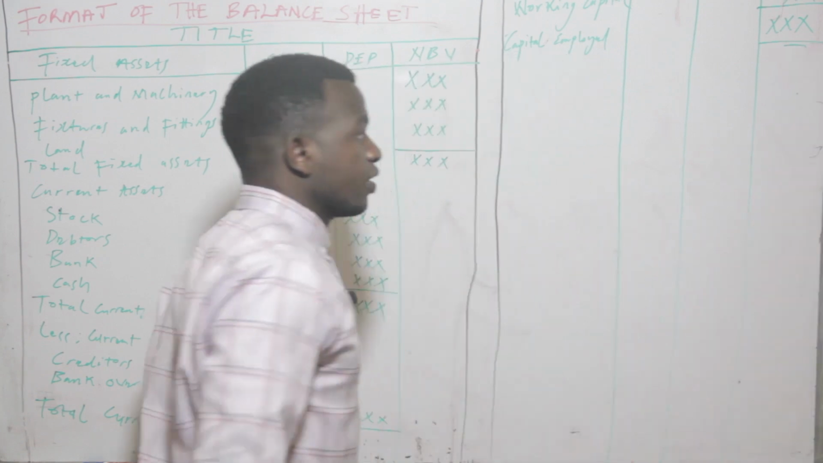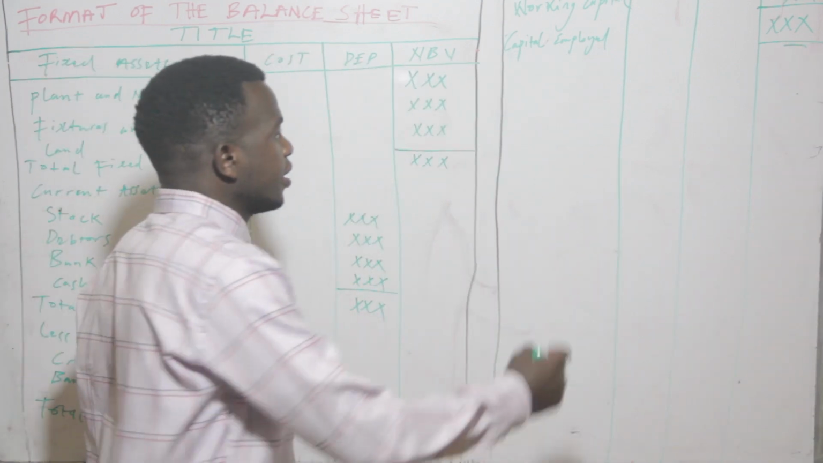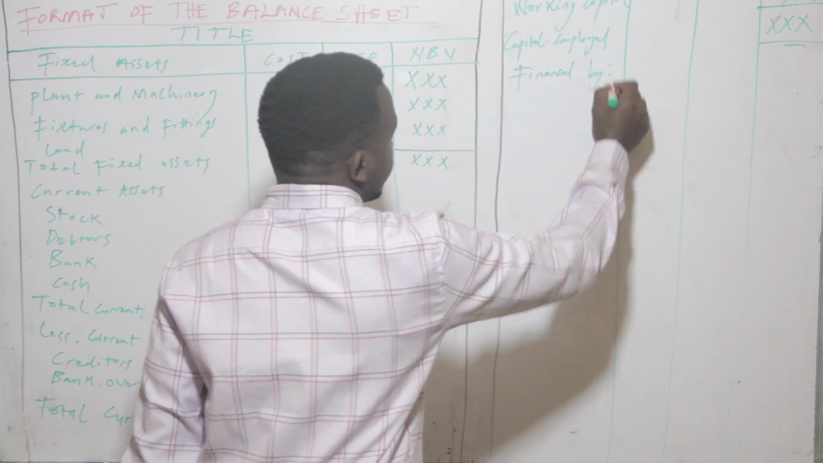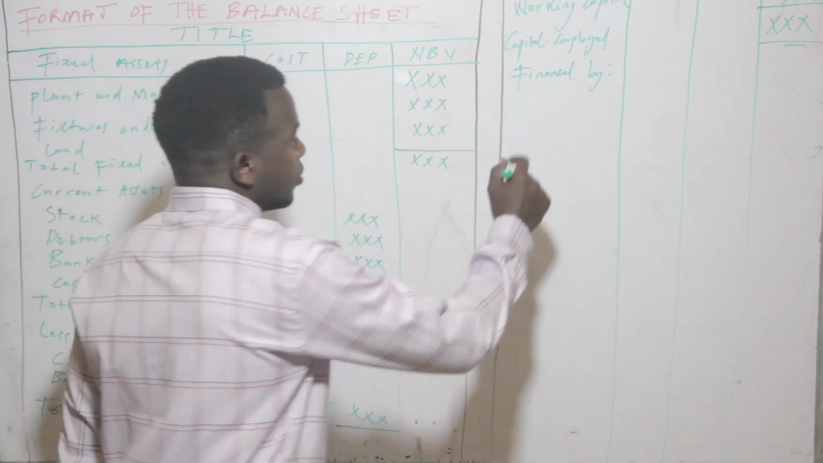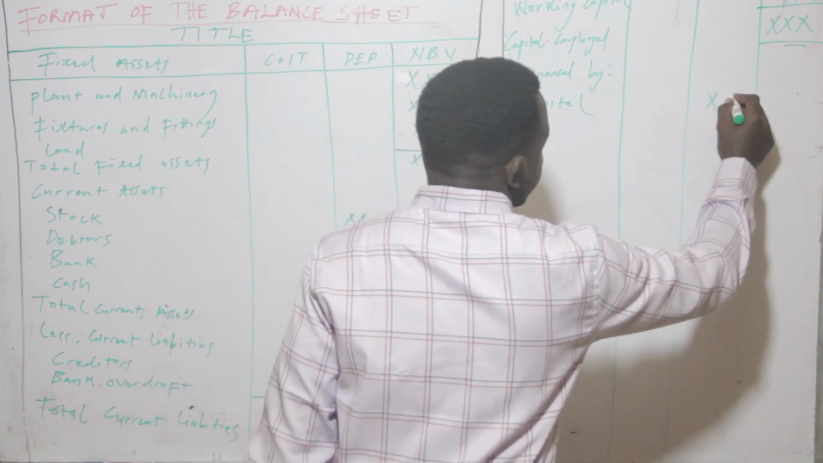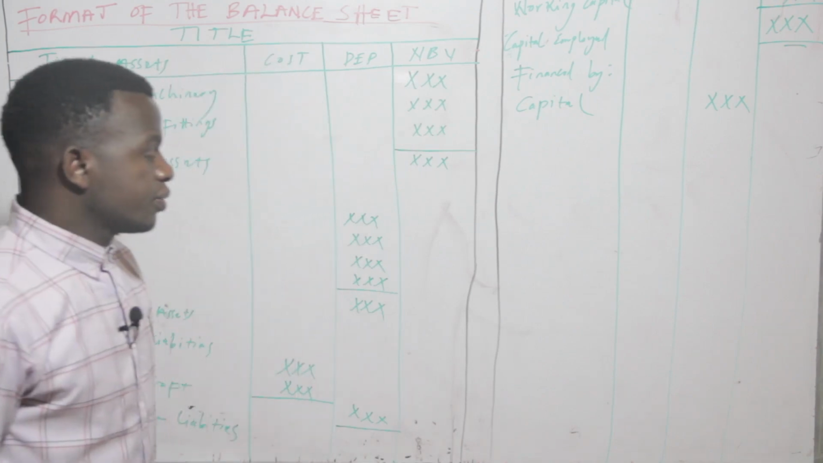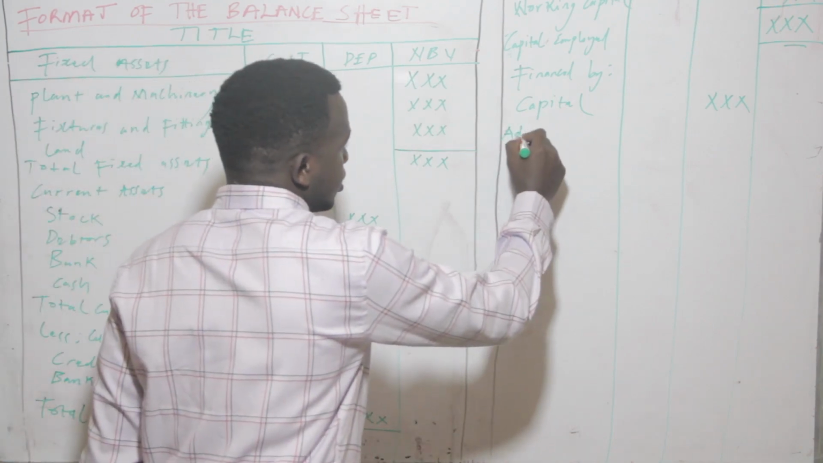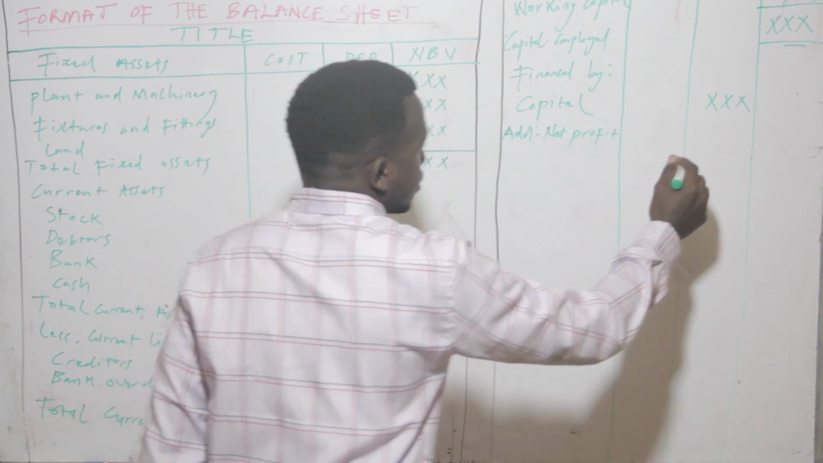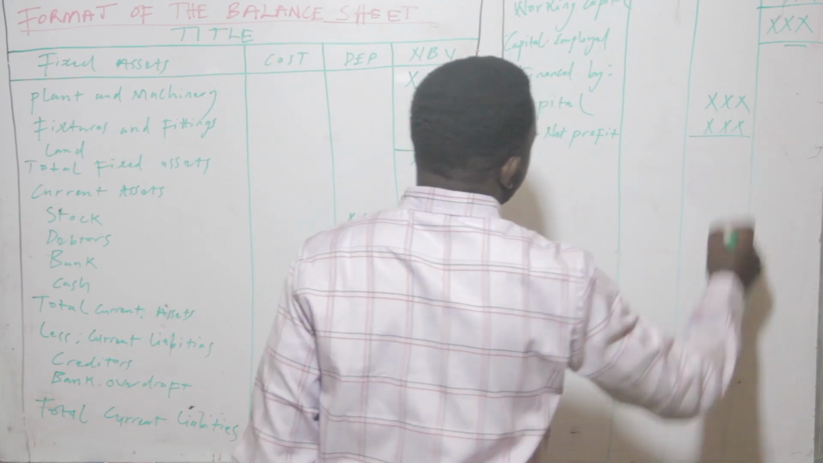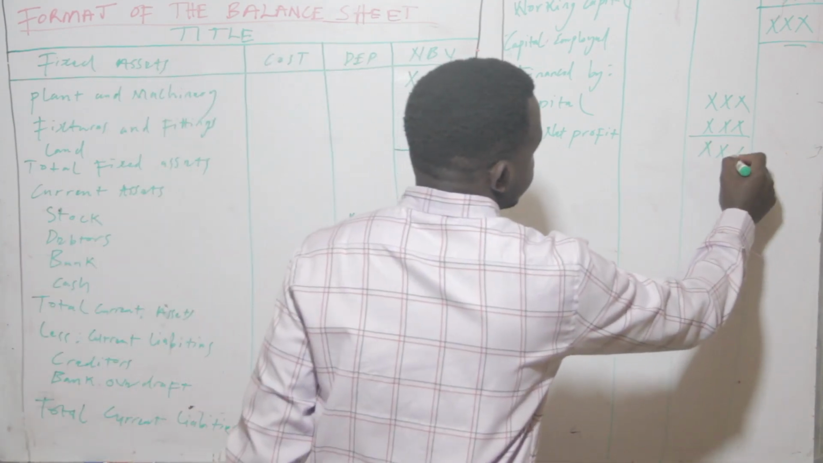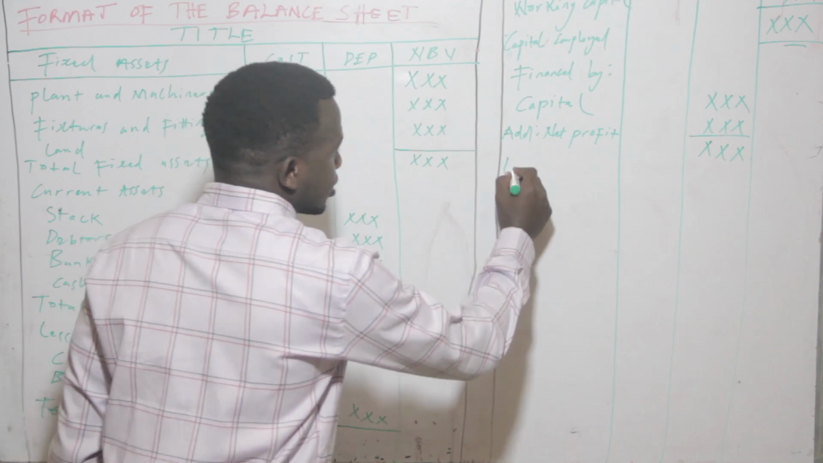So this is going to be our first answer, and we're going to say financed by. So financed by, then we're going to put our capital. So capital, we're going to put it here. Then we're going to say add net profit. So we can add net profit here. So we're going to say capital plus our net profit. We're going to find this figure. Then we can say less drawings.